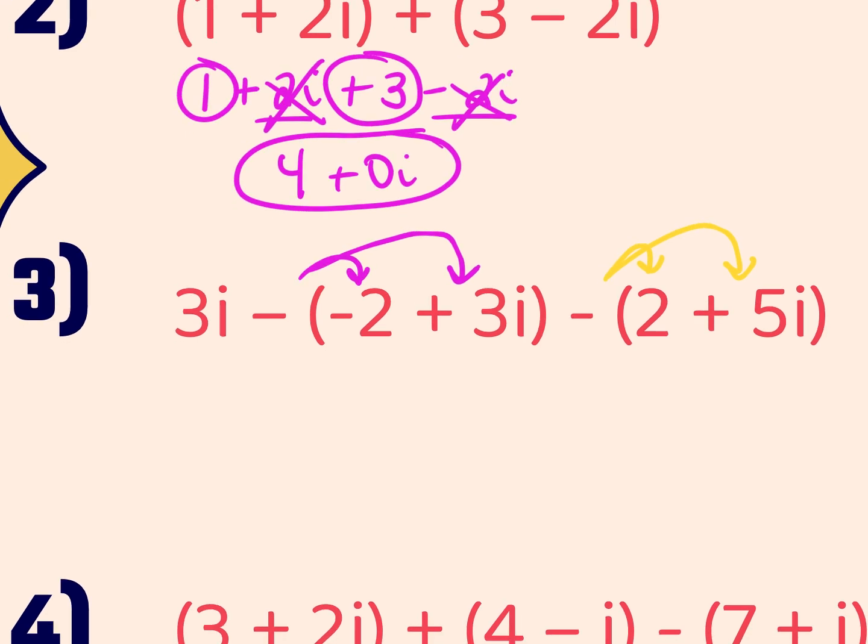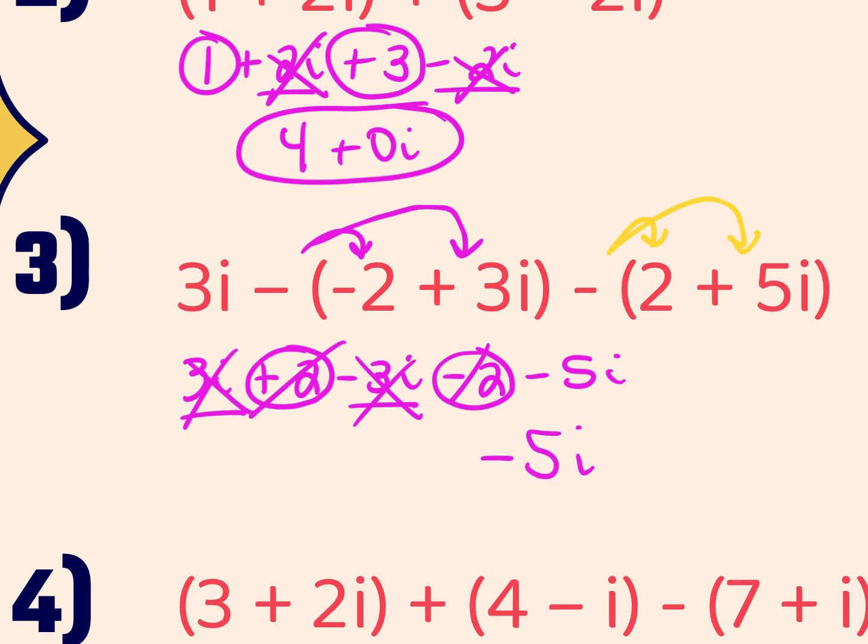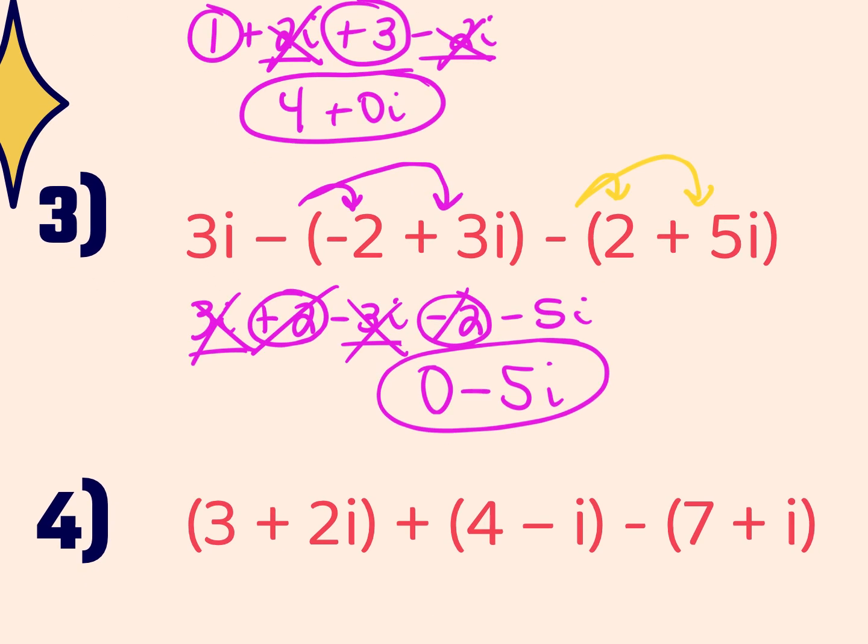Rewrite this. I'm going to rewrite this as 3i minus a negative becomes what? So plus 2 minus 3i, agreed? Minus 2, what? Minus 5i. Perfect. So now I want all the reals with the reals. So I have a positive 2 and a negative 2. What happens? Cancels. Good. 3i minus 3i cancels. So I'm left with just what? Minus 5i. If I wanted to write that in A plus BI form, what would go in front of it? There we go. Good job, guys. Very good.